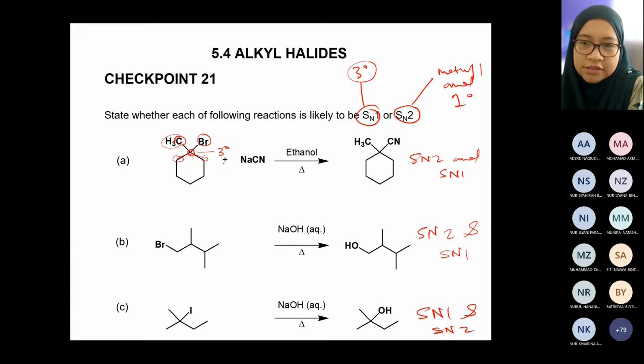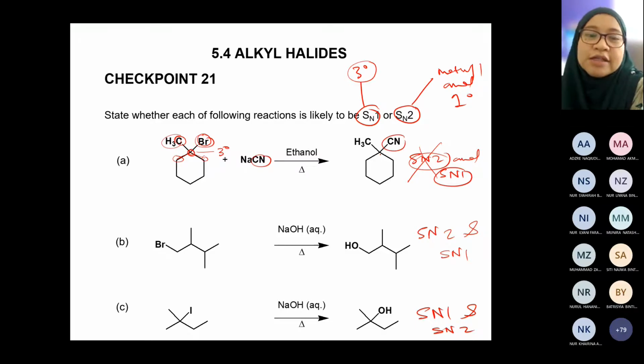So if it is a tertiary carbon, that means it will undergo SN1, not SN2. Basically the Br will be replaced with CN. That is settled. But we need to determine whether it is SN1 or SN2. Focus on that carbon which is directly attached to the halogen.